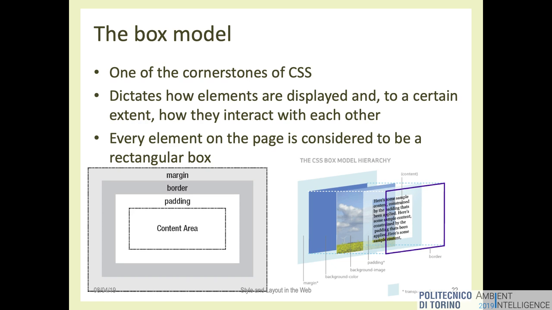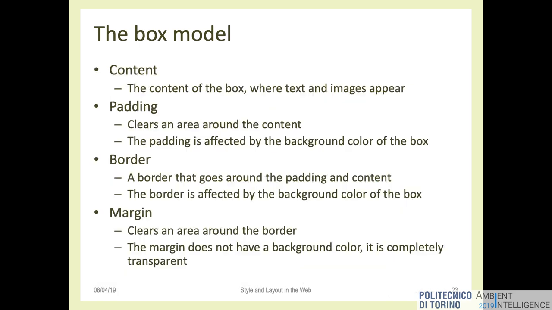Then, a basic concept of CSS is the box model. The box model indicates how the elements are displayed and how they interact with each other. So every element on an HTML page is, for a browser, for CSS, considered to be a rectangular box. This rectangular box has four elements. The first one is the content area, where you put your text, your image, your form, whatever.